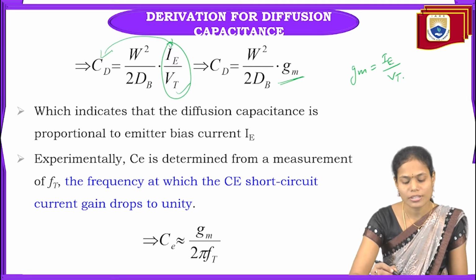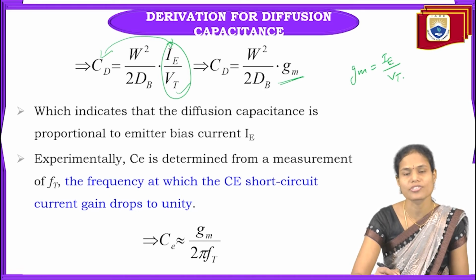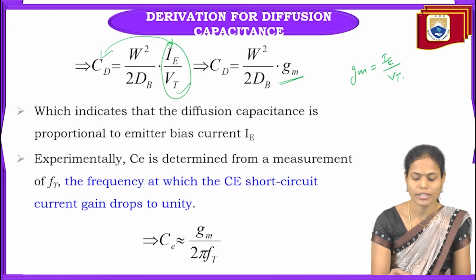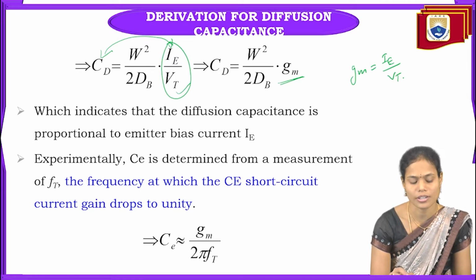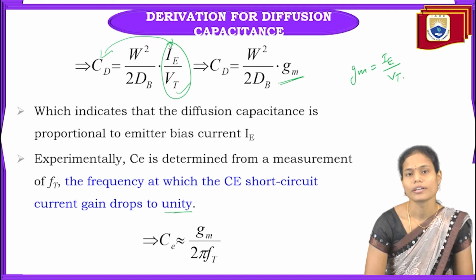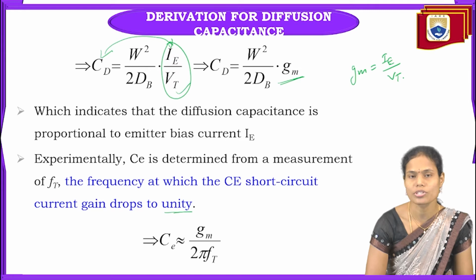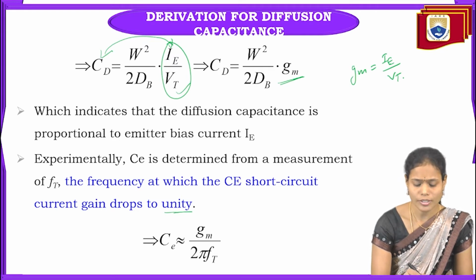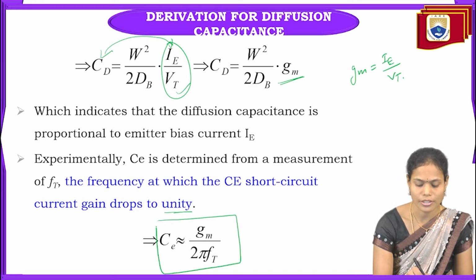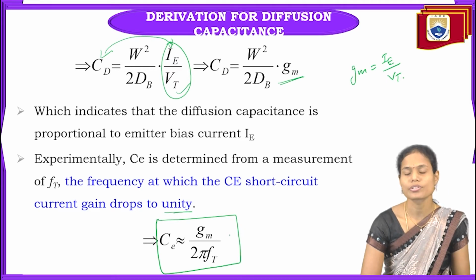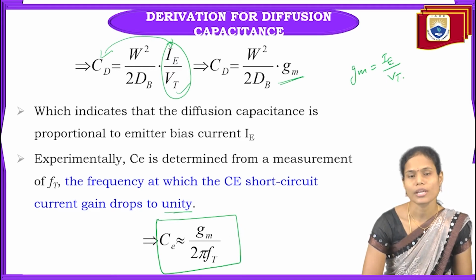But experimentally we can say CE can be determined from a measurement of fT, that is the transition frequency. It is the frequency at which the CE short circuit gain drops to unity, that is, where the gain becomes 1. At that time, the frequency we get is indicated with fT. So at that particular frequency fT, we get the capacitance as gm by 2 pi fT. So this is the total value of the diffusion capacitance in the forward biased emitter base junction.